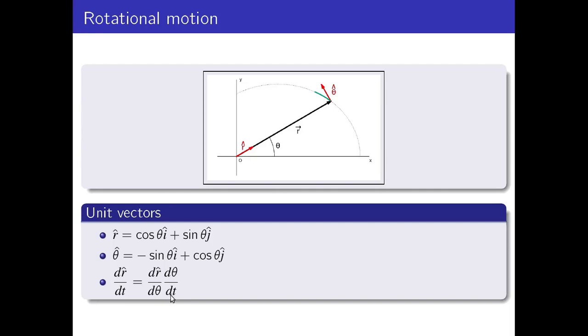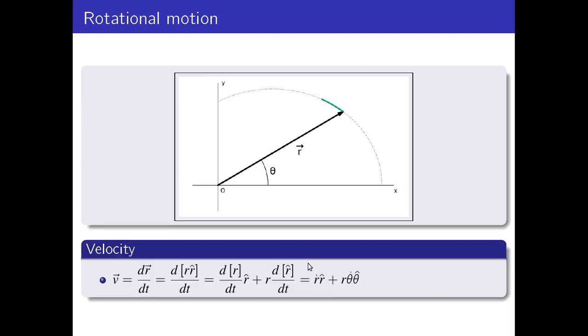The second one can be written as theta dot, and we need to calculate the first one, so we need to take the derivative of r hat with respect to theta. From the first component, we obtain minus sine theta, and from the second one, we obtain cosine theta. And as you can see, it is equal to theta hat. Then we can write d r hat over dt is equal to theta dot times theta hat. By using this result, we can write the second term as r times theta dot times theta hat.